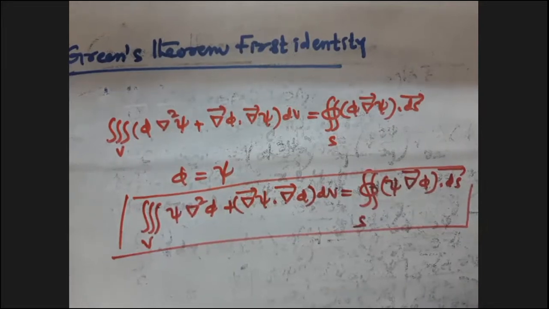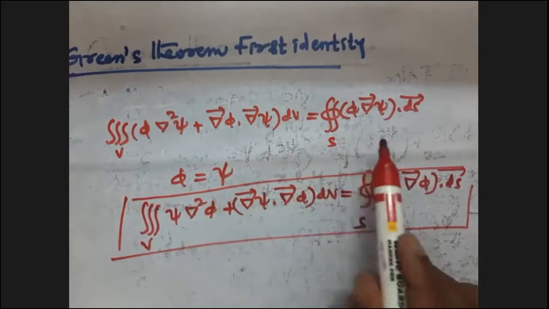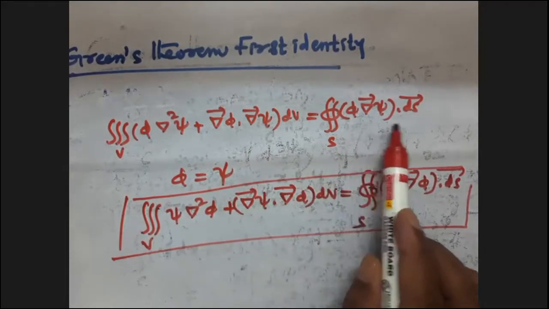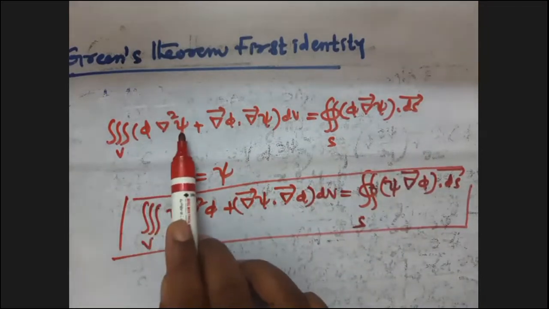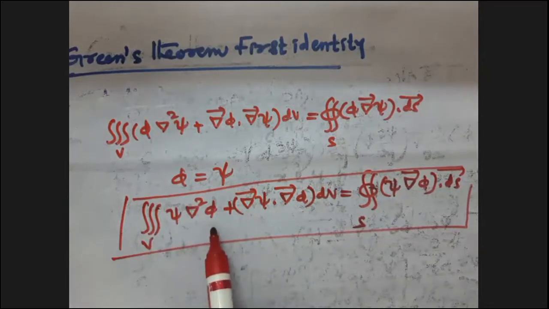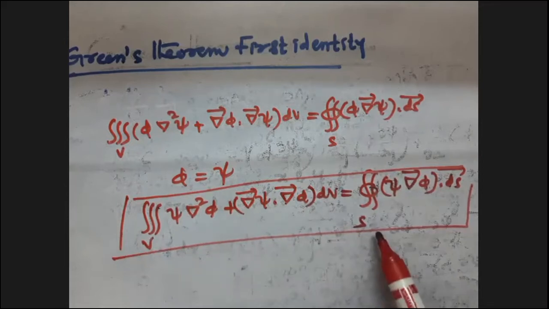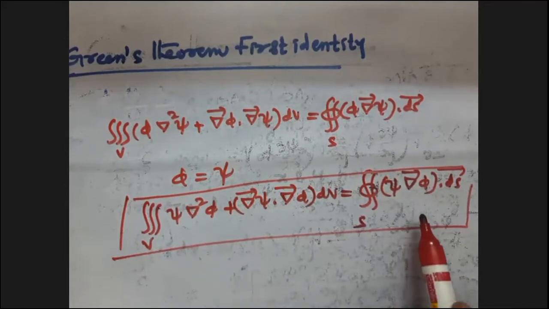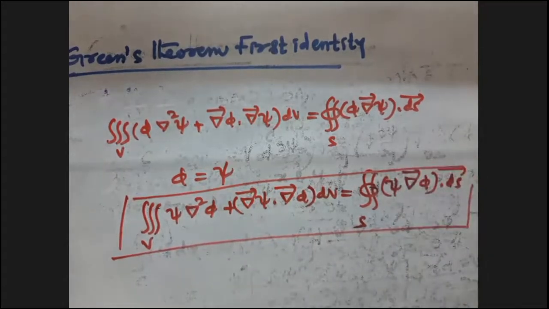Okay. So here phi del square psi plus del phi dot del psi dV equals surface integral of phi del psi dot dS. So what we are doing, phi equal to psi substituted, psi equal to phi substituted. Then volume integral of psi del square phi plus del psi dot del phi dV equal to surface integral of psi del phi dot dS. Okay. Then, so this is the Green first identity, this is the Green second identity.